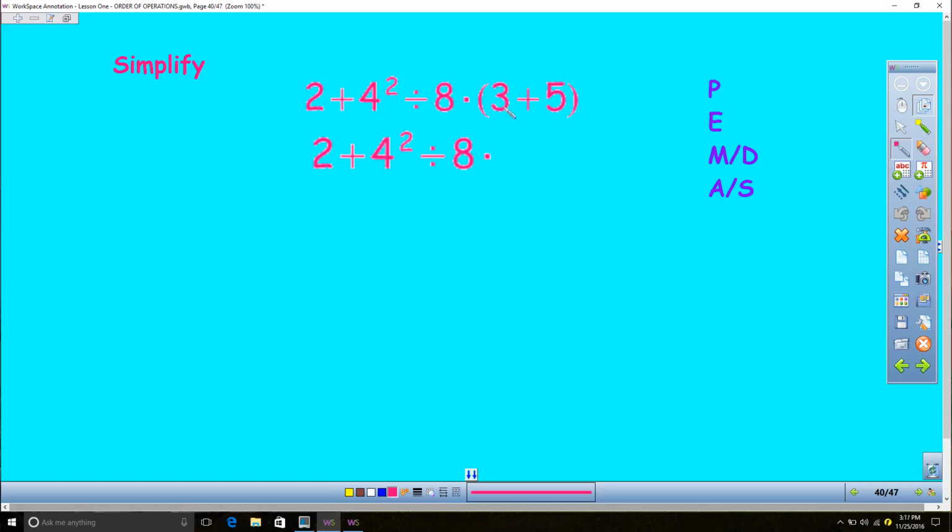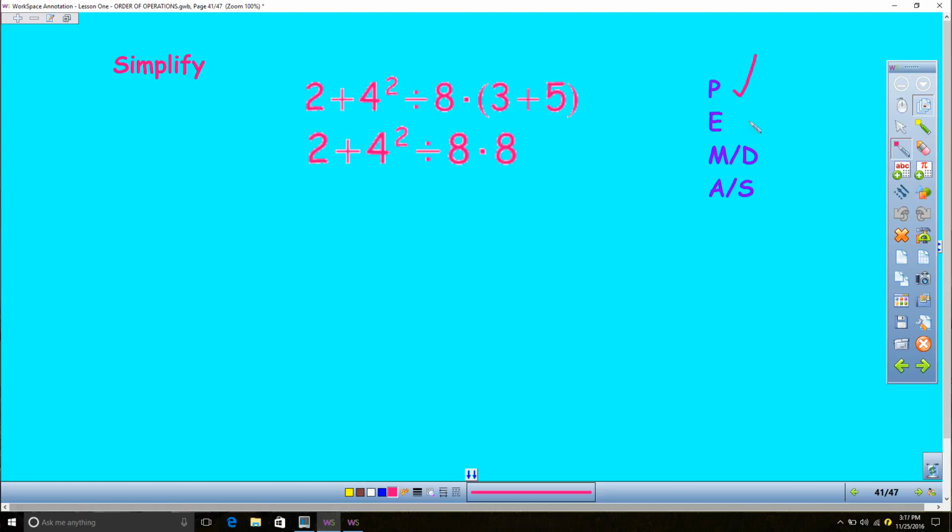Then, instead of bringing down 3 plus 5, bring down the answer to 3 plus 5. Once you simplify what's inside parentheses, you no longer need the parentheses unless you need them to show multiplication. Here I have a dot, so I don't need to keep the parentheses. Now I've done the parentheses.